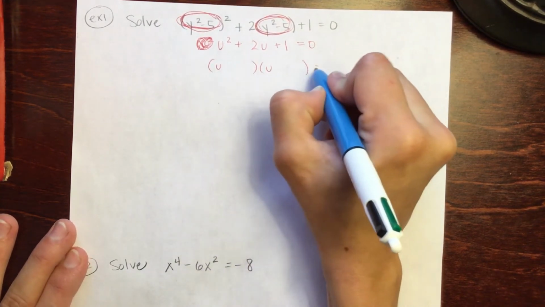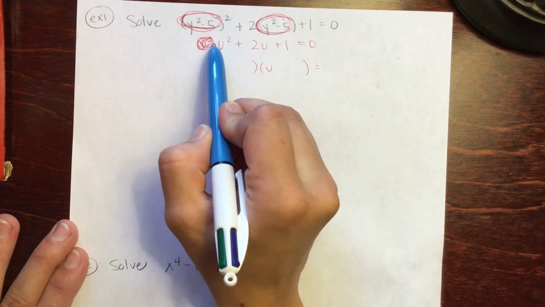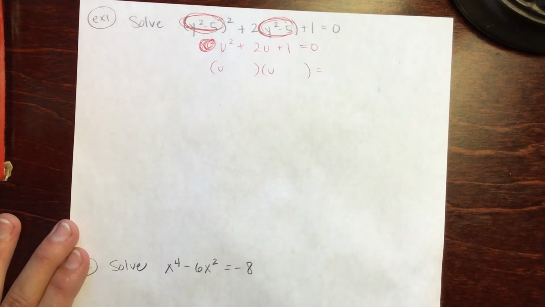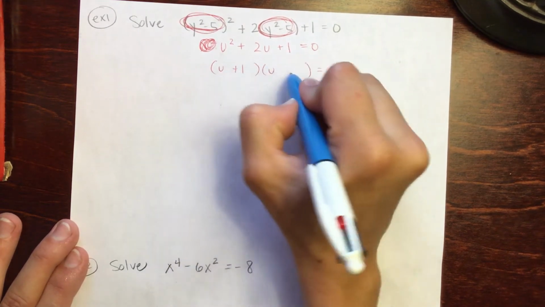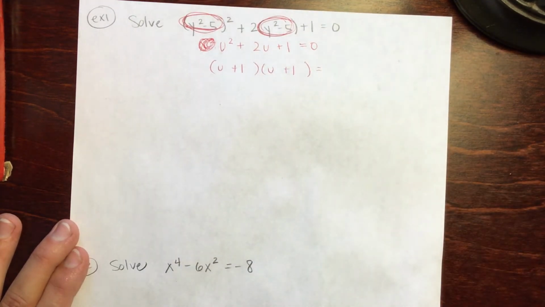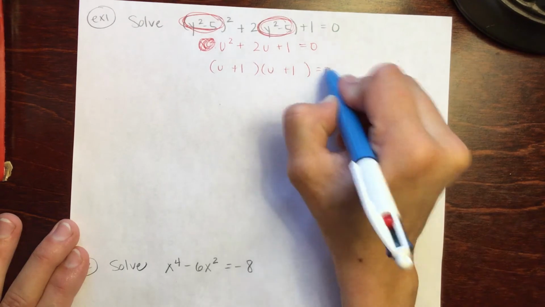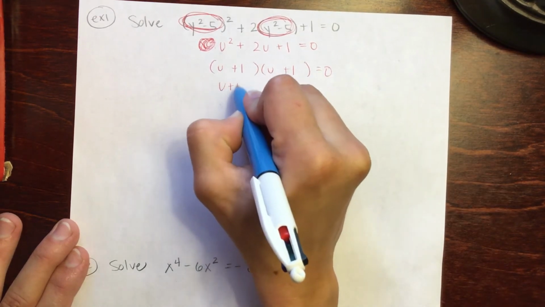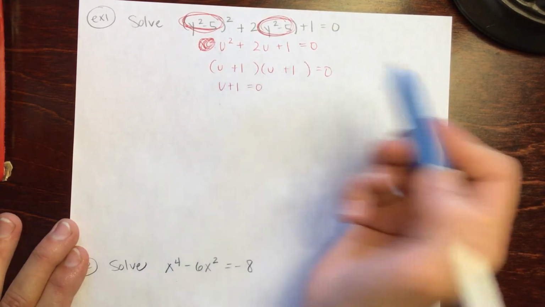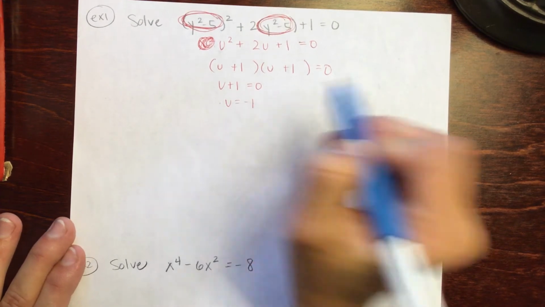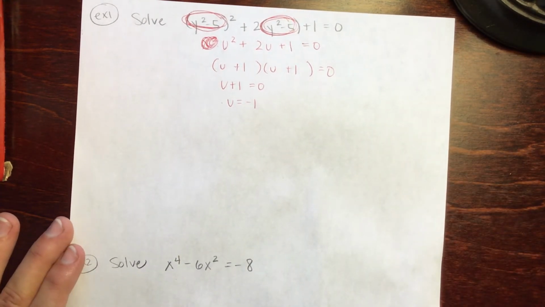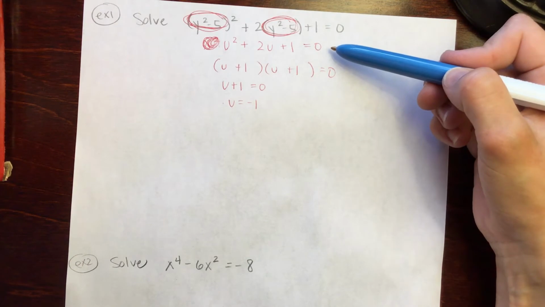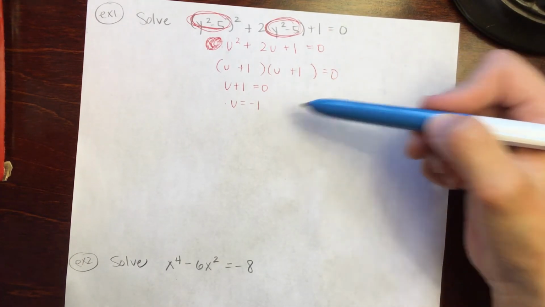I'm going to factor because that is quick to me. So there's nothing in front of this u squared, or it's implied to be a 1. So I can just think, okay, what two numbers multiply to 1 and add to 2? Well, 1 times 1 and 1 plus 1. Okay, set both of your factors equal to 0. I only have to do it once because it's just a repeated factor. And you'll get that u is equal to -1. So when I solve this red equation, I get -1 as my answer.